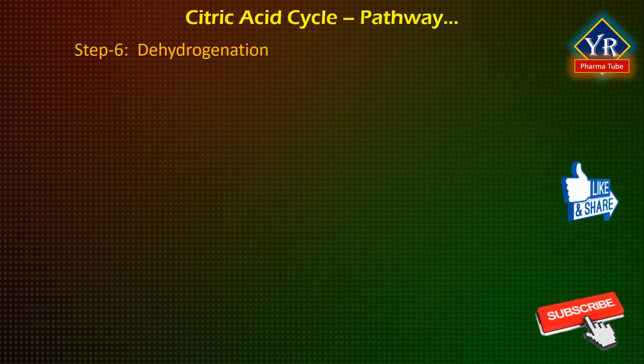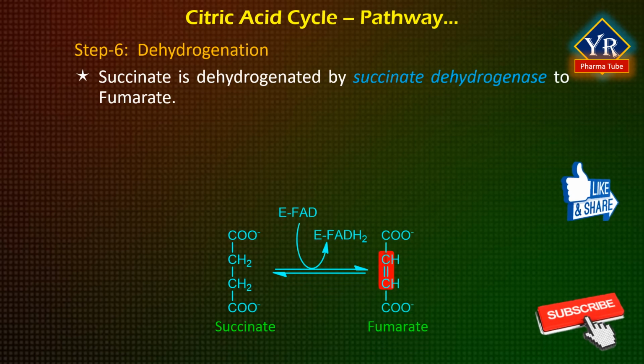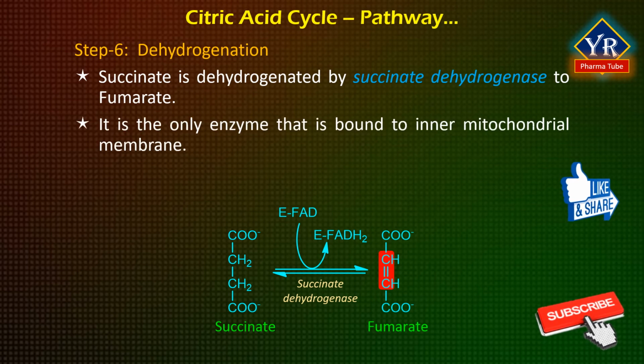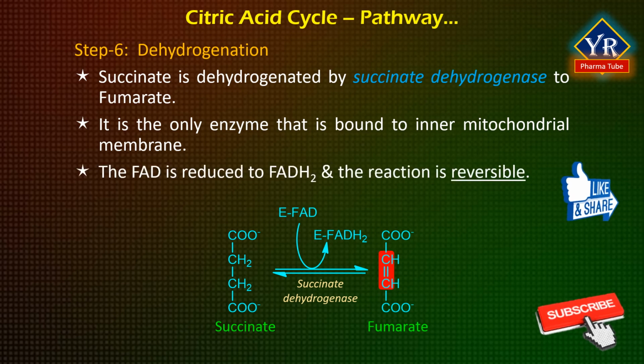In the sixth step, succinate is dehydrogenated by a membrane-bound flavoprotein, succinate dehydrogenase, to form fumarate. This enzyme also contains iron sulfur centers in addition to FAD. It is the only enzyme of the citric acid cycle which is bound to the inner mitochondrial membrane. In the conversion of succinate to fumarate, the FAD is reduced to FADH2 and the reaction is reversible.